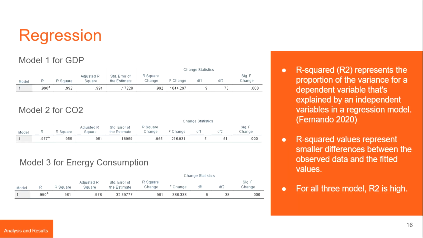For the regression, all three models have a high R-square. A high R-square represents small differences between the observed and fitted values. It also represents a high proportion of the variance of the dependent variable that can be explained by the independent variables.